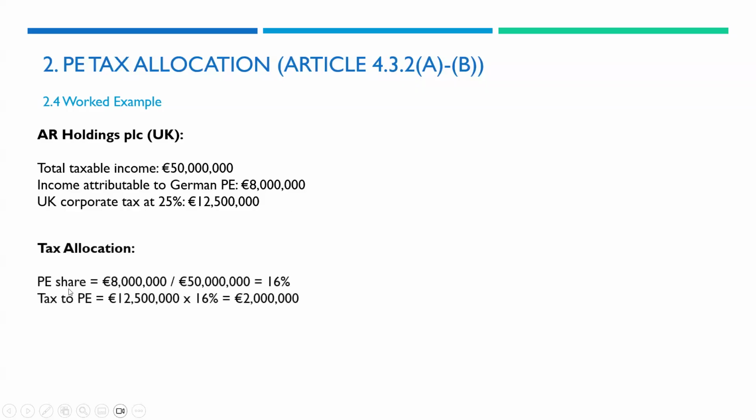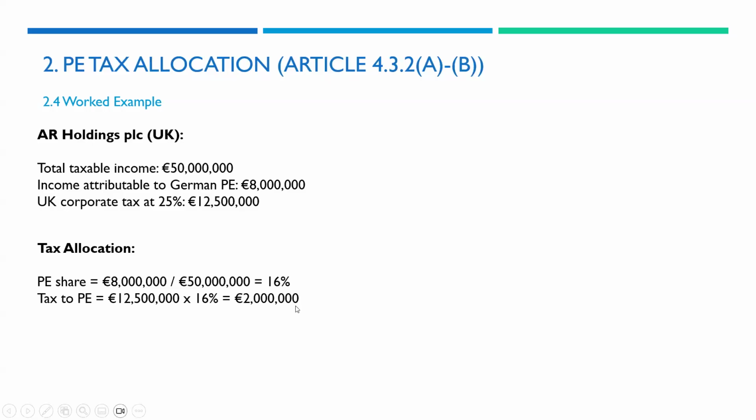So basically what is happening is I'm calculating the PE's share of the total taxes. 8 million divided by 50 million, that means out of my total taxable income, 16% pertains to the PE. So what is the total tax paid? That into 16% is 2 million. You can alternatively take the PE income and multiply it by 25%, the tax rate at which it was paid.